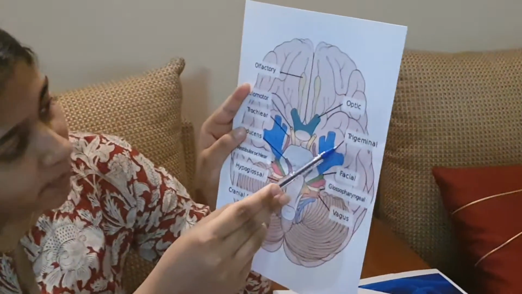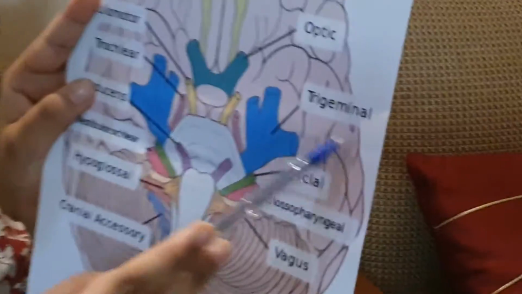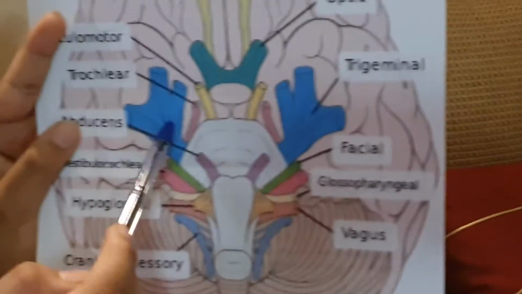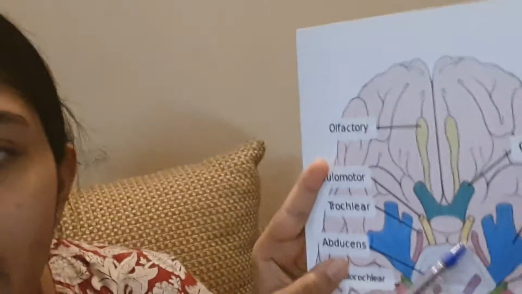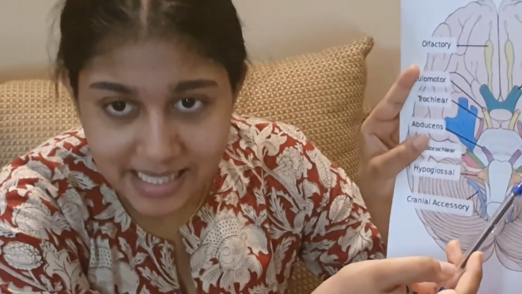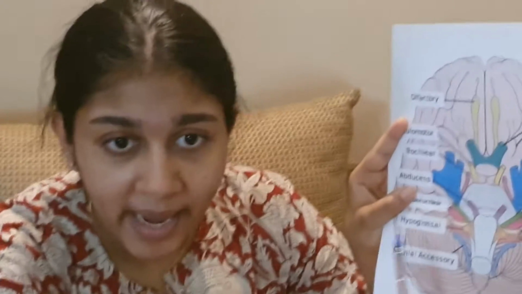This blue color is the trigeminal nerve. As you can see, this is the trigeminal nerve. Here also the same trigeminal nerve. The trigeminal nerve controls the facial muscles that are involved in chewing, biting and swallowing.